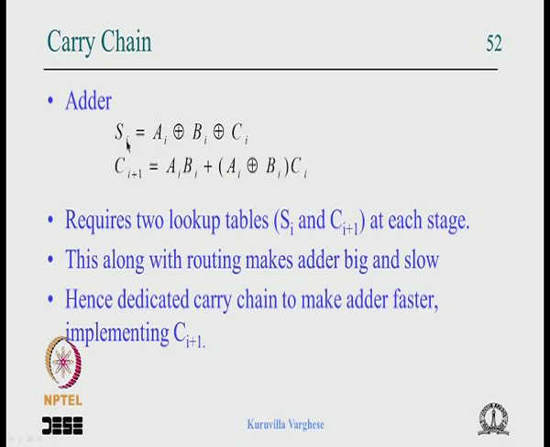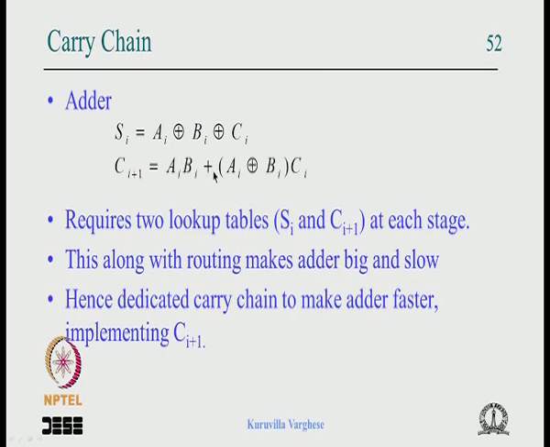That means S7 is A7 XOR B7 XOR C7. This is a full adder, and you construct a ripple adder by cascading the full adder. If you look at the carry, C(i+1) is nothing but Ai Bi, that means if both are 1 then the carry is 1, or Ai exclusive-OR Bi, that means if either of them is 1 and the carry input is 1, then the carry output is 1.